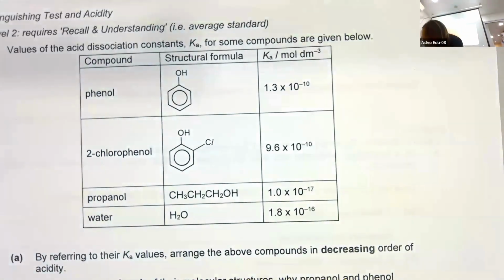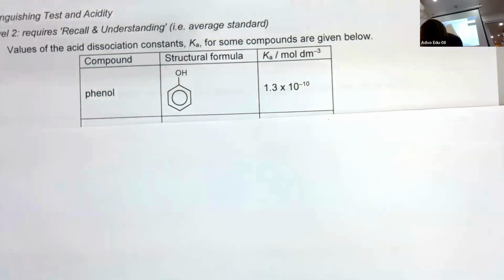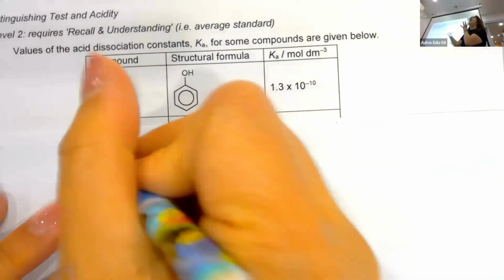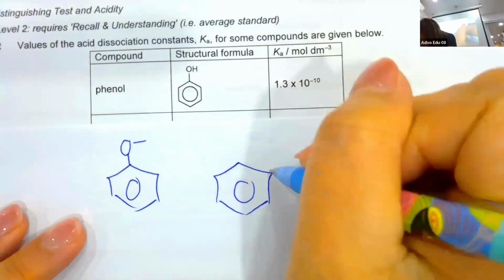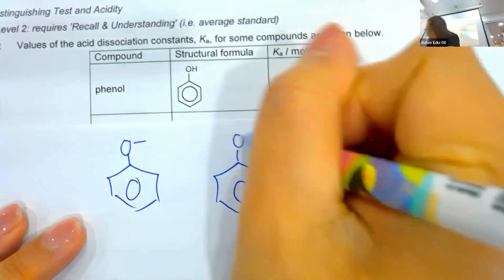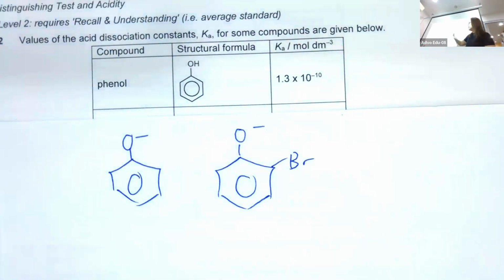Okay. Phenol. After you remove the H, it gives you phenoxide, right? 2-bromophenol means the Br is at the second position relative to the OH, right? So you compare these two, right? Your thought process: compare, draw out the conjugate base first, okay? Compare meaning you look at the difference.